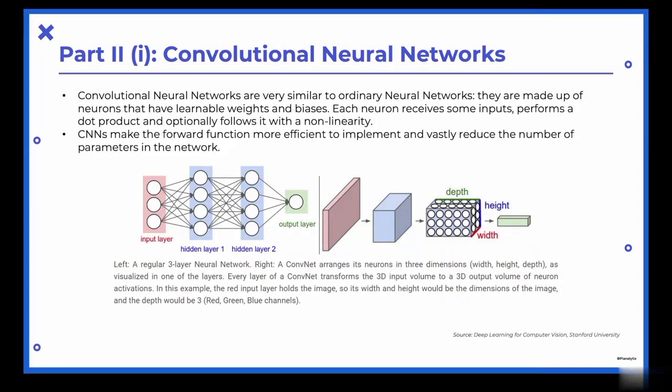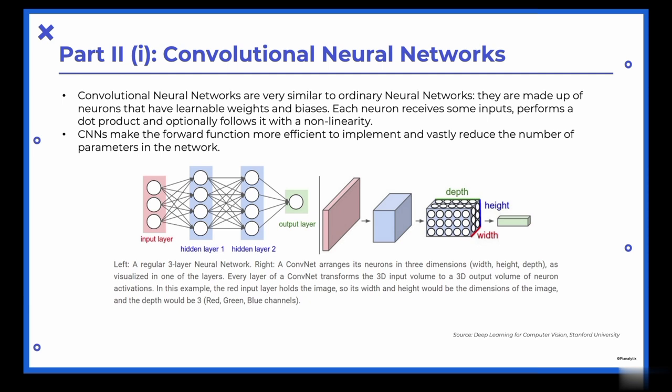Let us take a look at convolutional neural networks. Convolutional neural networks are very similar to ordinary neural networks. They are made up of neurons. They have learnable weights and biases. Each neuron receives some input, performs a dot product, and optionally follows it with a nonlinearity. CNNs make the forward function more efficient to implement and vastly reduce the number of parameters in the network.